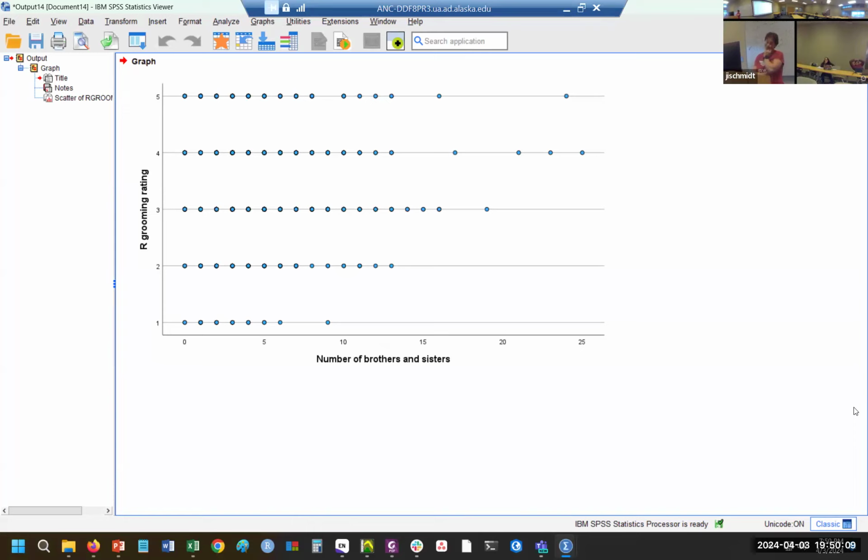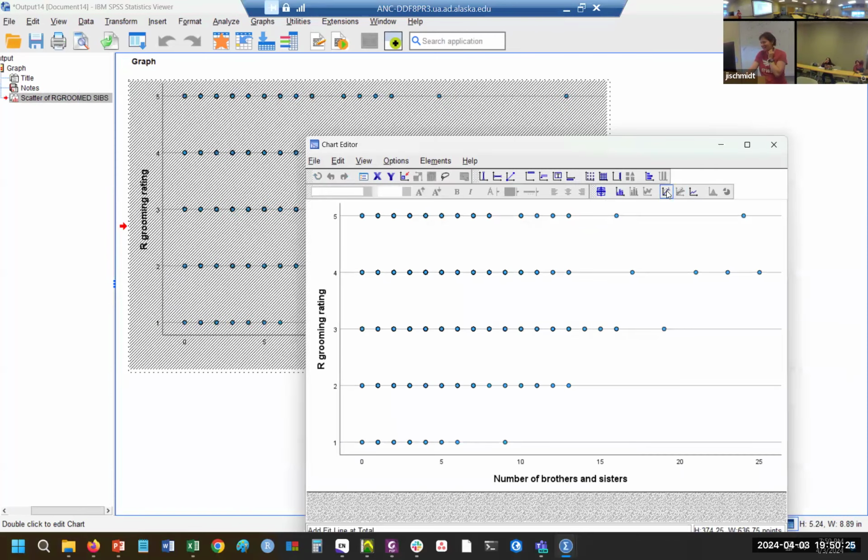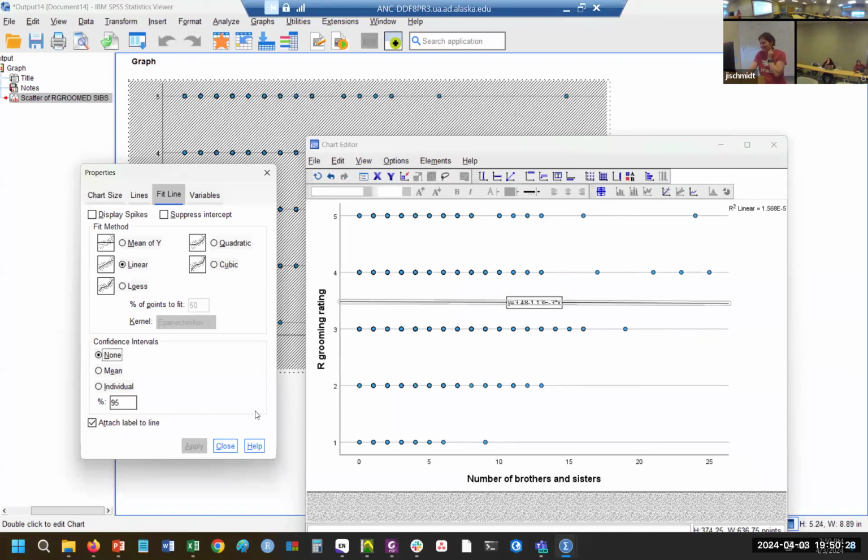I think maybe as you get to the extremes, the people with a lot of siblings tend to be well groomed. But it seems like most people are in the middle. Who the heck has 25 brothers and sisters? Wow. What if we put a line on this thing? Ah, that line is pretty flat.